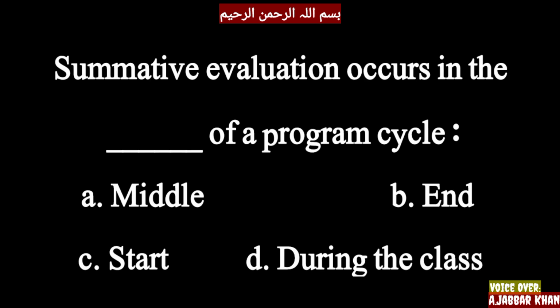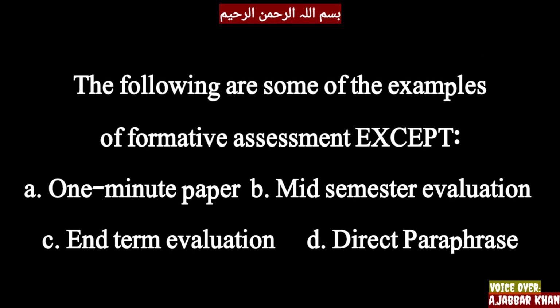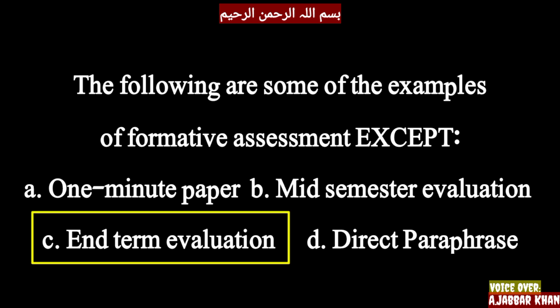Summative evaluation occurs in the ___ of a program cycle: middle, end, start, during the class. End. The following are some of the examples of formative assessment except: one minute paper, mid-semester evaluation, end-term evaluation, direct paraphrase. The correct answer is end-term evaluation.